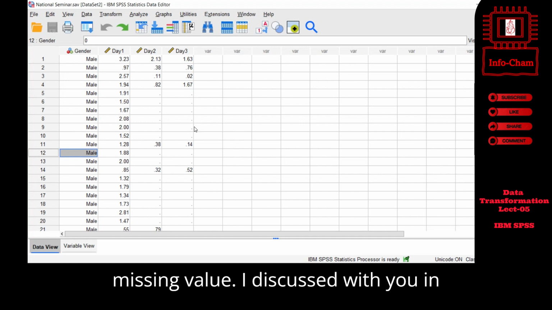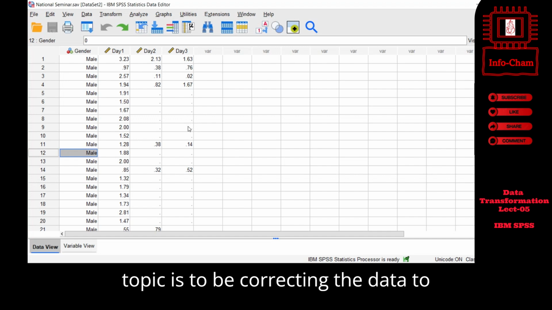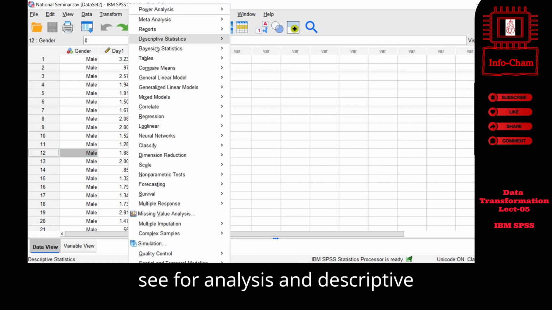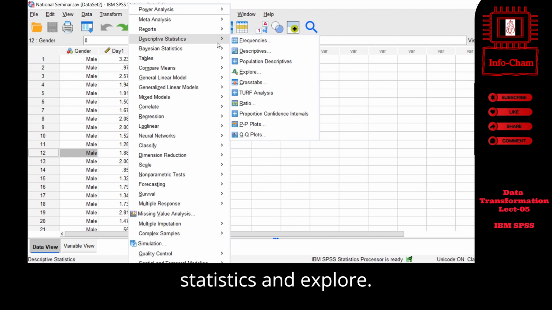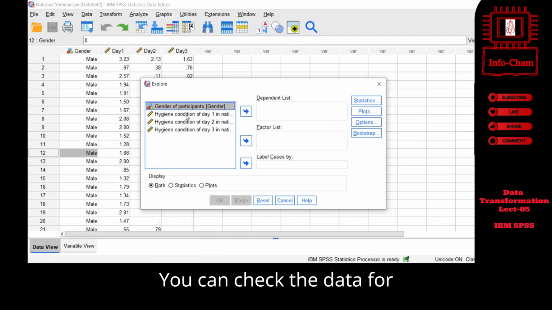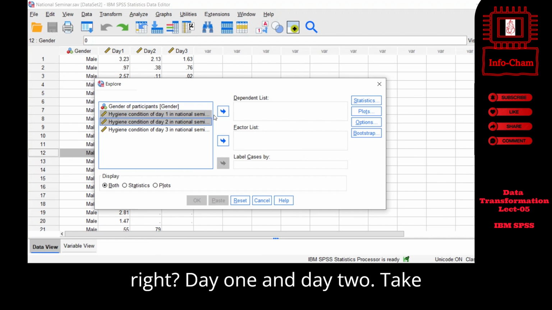I discussed this with you in some sessions, so you know very well. But the topic is correcting the data, to transform the data, right? So let's see Analyze, Descriptive Statistics, and Explore. You can check the data for day one and day two.